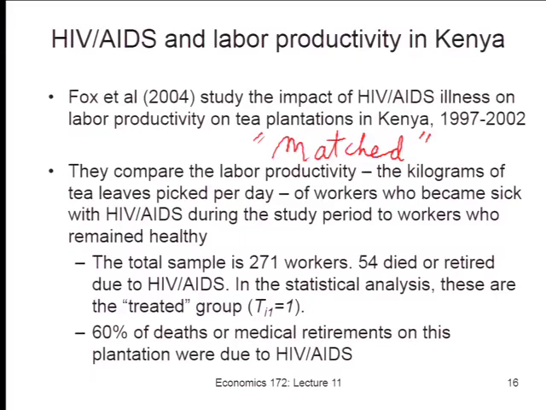And in particular, they matched up to 4 workers who during this time period never got sick, were never diagnosed with HIV or AIDS. So these are 4 healthy workers for each sick worker. What do people think of this approach?